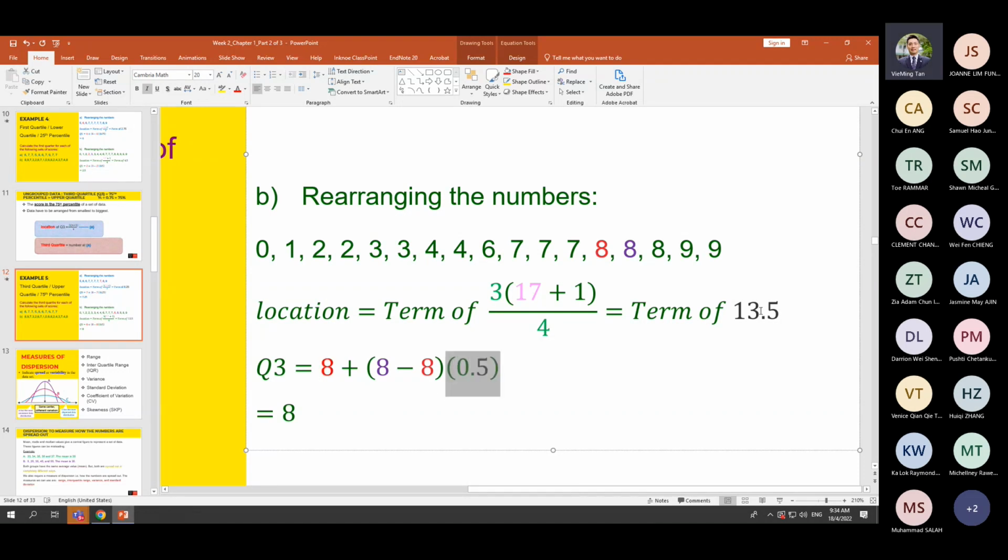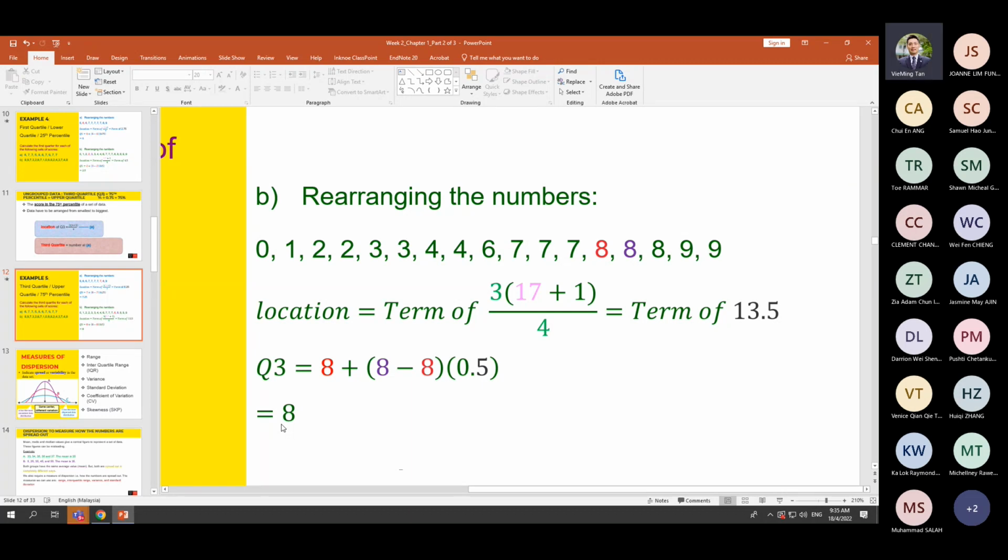0.5 is from where? From here. So substitute to here. Simplify: 8 minus 8 is 0. 0 multiplied by 0.5 is 0. Plus 8 equals 8. So you'll get 8 exactly.